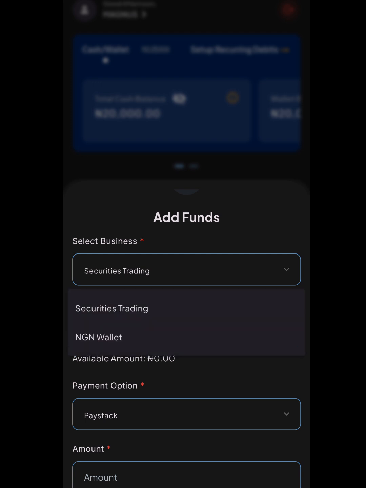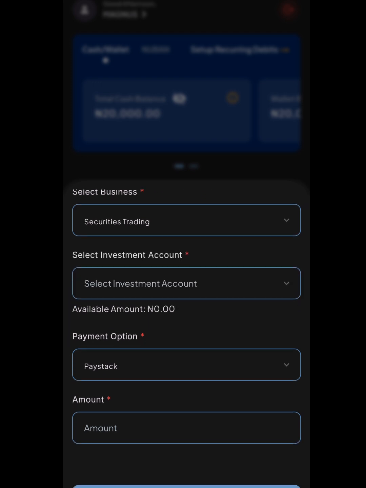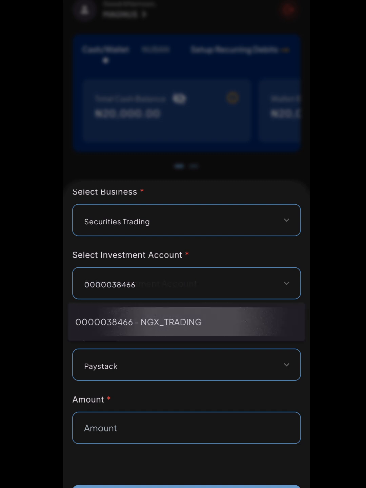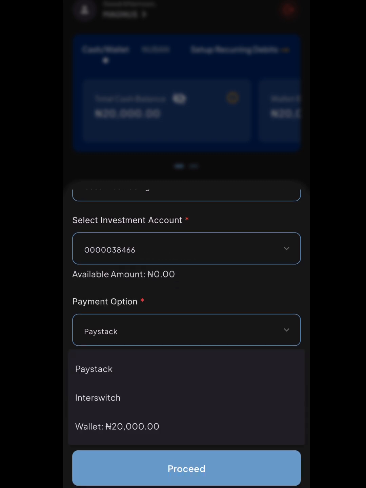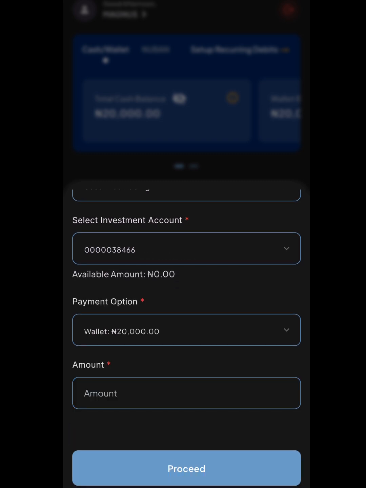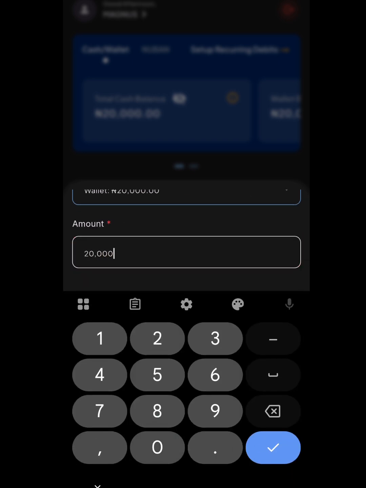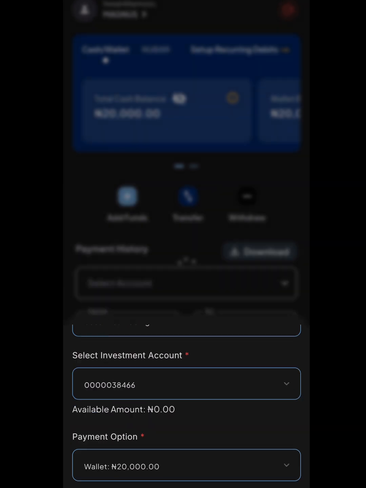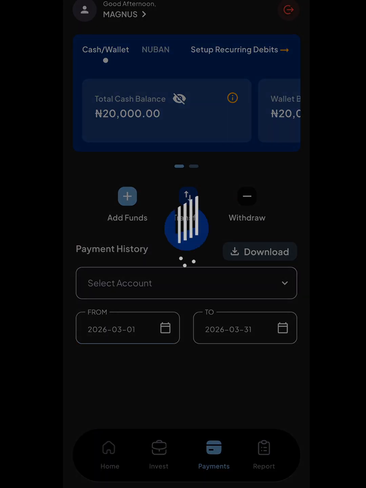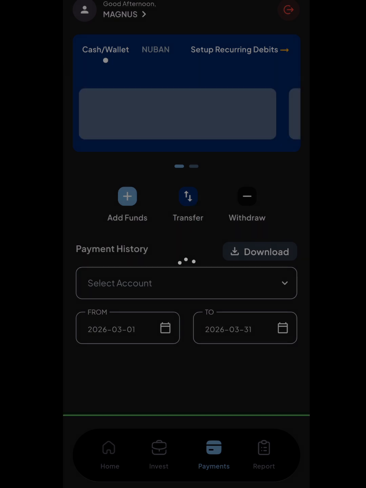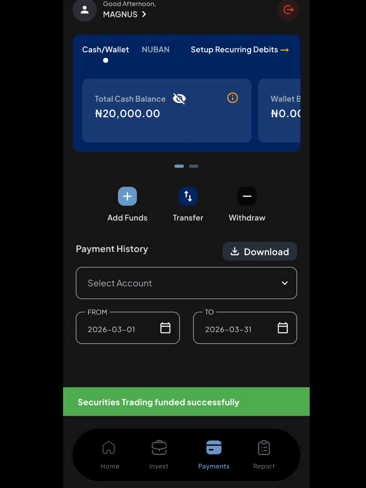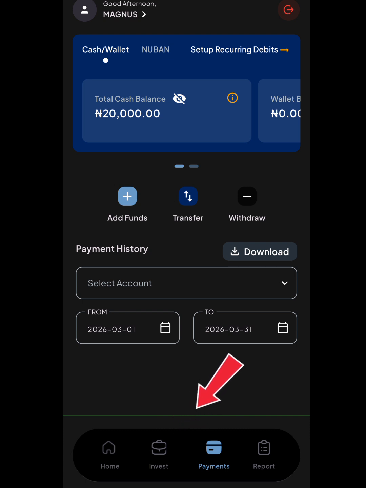What we want to do is move the money to our securities trading account. So you select this payment option, select your wallet, because you already have money in your wallet. Amount, of course, it's the 20,000 naira. So click on proceed. Now it's moving the 20,000 naira from here and it's going to move it straight to the trading wallet. So it says securities trading funded successfully.